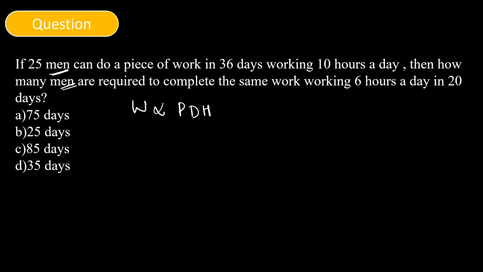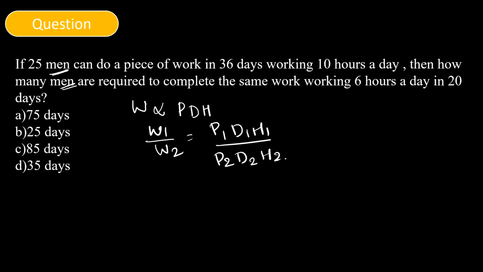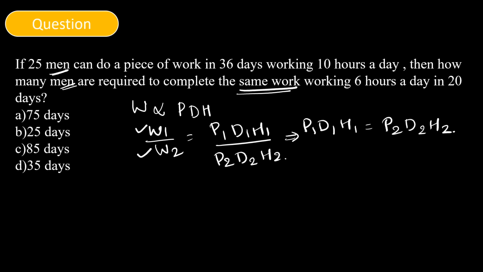So that is W1 by W2 equal to P1 D1 H1 divided by P2 D2 H2. Here it is said that the same work is done, that is W1 equal to W2, that is we can write it as P1 D1 H1 equal to P2 D2 H2. Okay, now what is P1? P1 is 25 men, D1 is 36 days, H1 is 10 hours, is equal to P2, the number of men required, that is P2 itself.